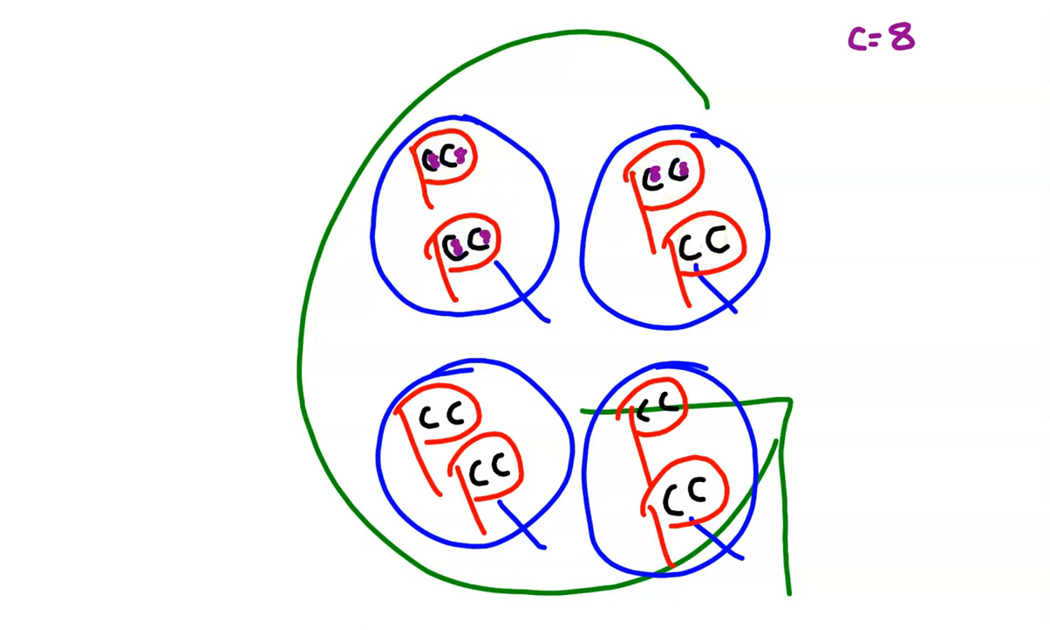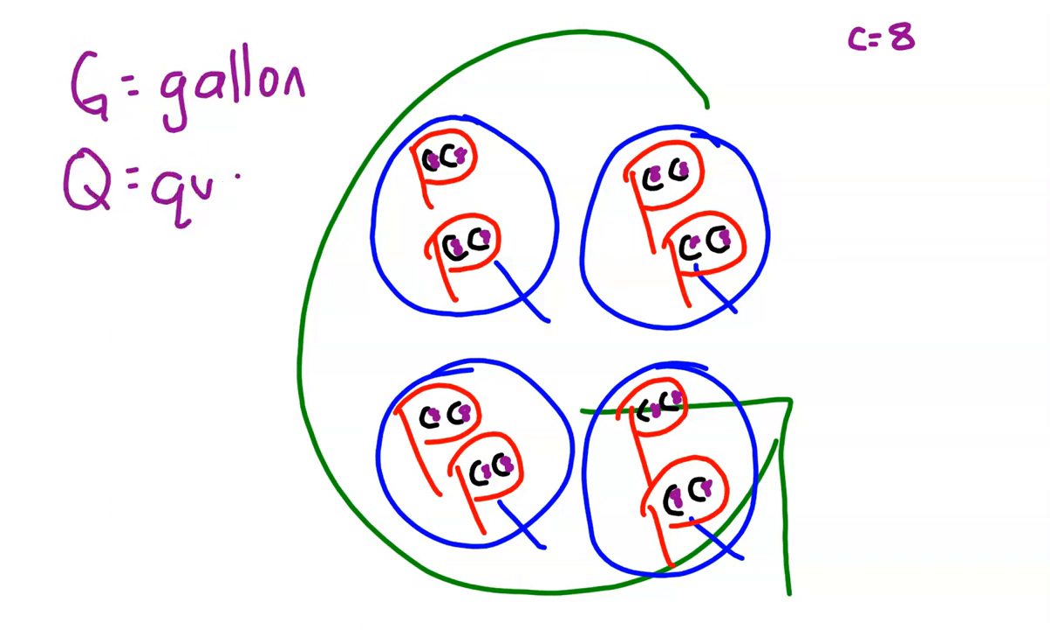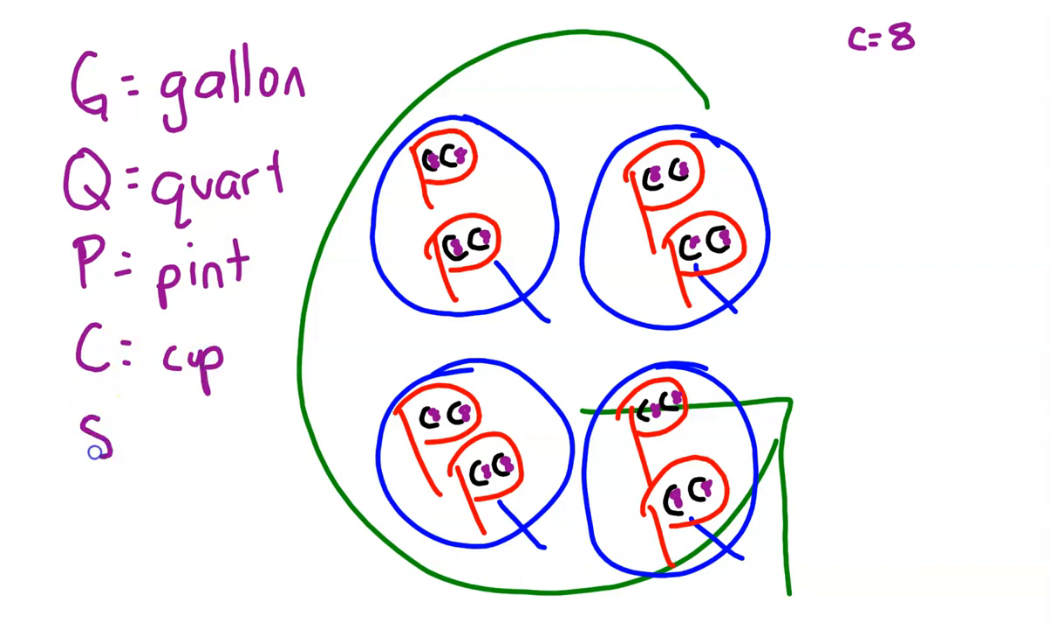Now, the way that this helps us is it helps us to remember what those conversions are. The G, we stood it for gallon land, but it really stands for just gallon. The Q is for quart. The P is for pint. The C is for cup. And the 8 is actually for ounces, which might help.